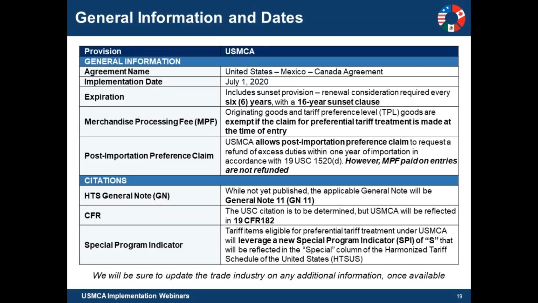This slide details specific provisions of the new USMCA agreement. Some items to highlight include that USMCA includes a 16-year sunset clause, and all three parties are required to reevaluate the agreement every 6 years. Originating goods and tariff preference level, or TPL, goods are exempt from merchandise processing fees if the claim is made at time of entry.